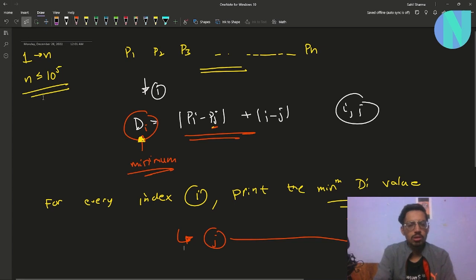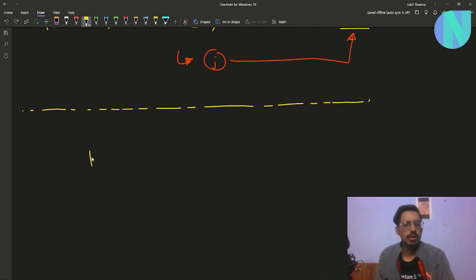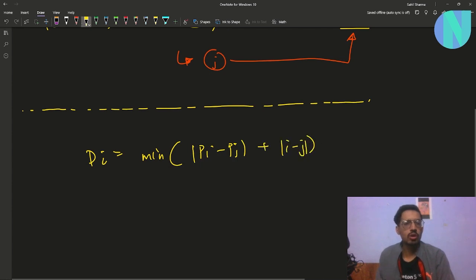Now how can we solve this? So let's move on to the solution. We can say that di is basically the minimum of the absolute difference of pi minus pj plus the absolute difference of i minus j over all indexes j, where j goes from 1 to n but is not equal to i. That is basically your definition of di.